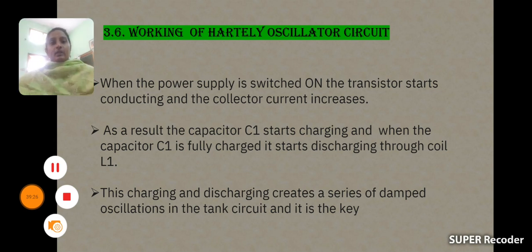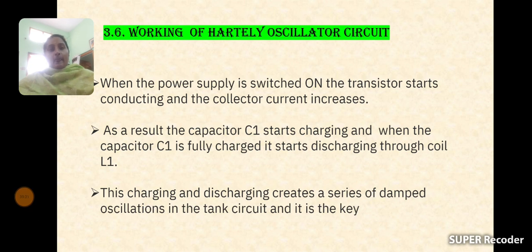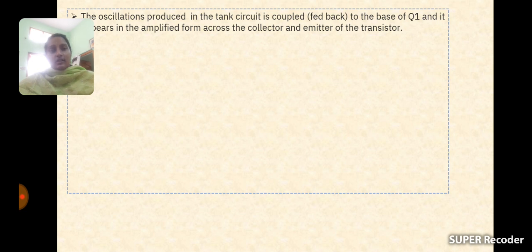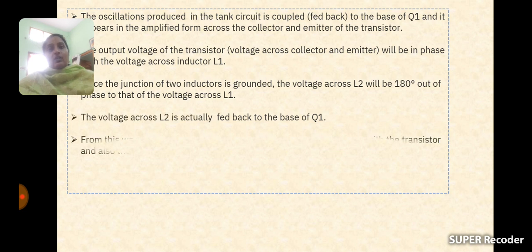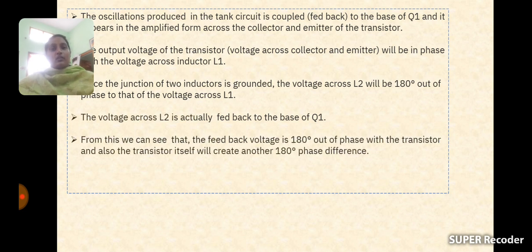See here. When the power supply is switched on, the transistor starts conducting and the collector current increases. As a result, capacitor C1 starts charging, and when the capacitor C1 is fully charged, it discharges through the coil L1. This charging and discharging of inductors and capacitors will create 180 degrees phase shift. And the oscillations produced in the tank circuit are fed to the base of Q1, that is the transistor, and appear in amplified form across the collector.